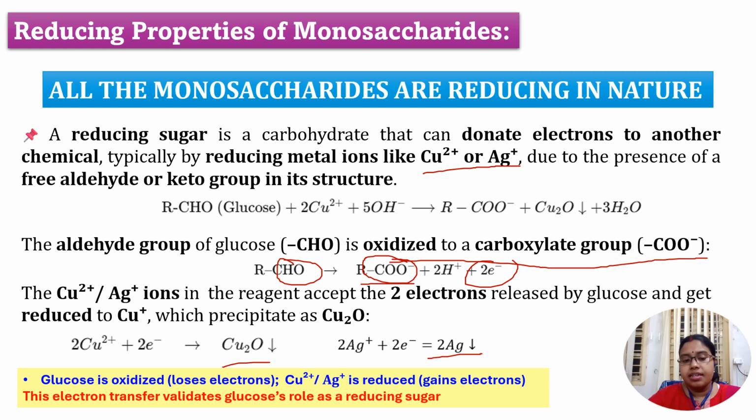It is oxidized, and the copper 2+ or silver +, which is present as the chemical agent, the reagent, gains these electrons. So overall, the reaction is: RCHO, whether it is glucose or any monosaccharide, plus the copper 2+ from the reagent, is converted to the carboxylate group, RCOO minus, releasing 2 electrons. These 2 electrons are accepted by the copper 2+, forming Cu2O, which precipitates, and water is generated.